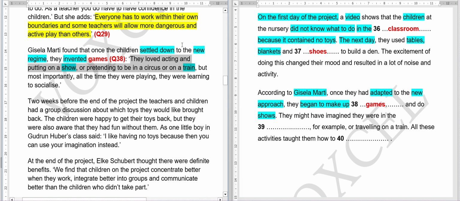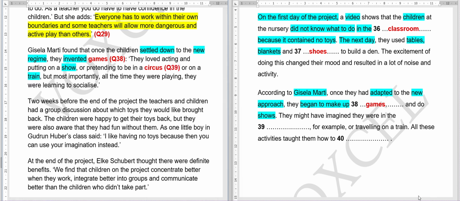Time's up, and the answer to this question is circus. I hope everybody was able to arrive at this particular answer. It was quite straightforward. So let's match the words. Here they have written imagined. If you are imagining something, if you are pretending to be in a circus, you are imagining that you are in a circus. Clear? For example, or traveling on a train. So we know train is written here.